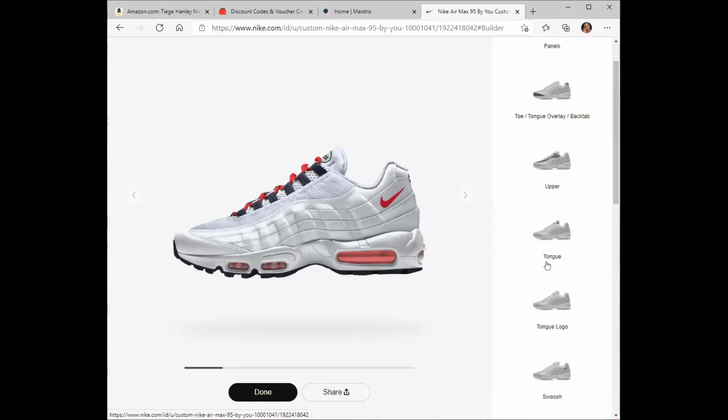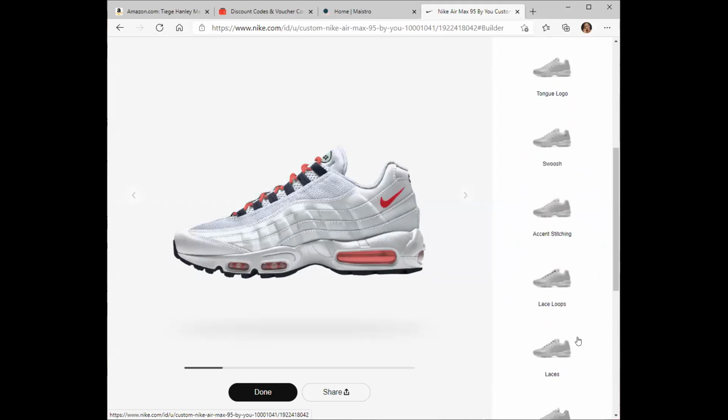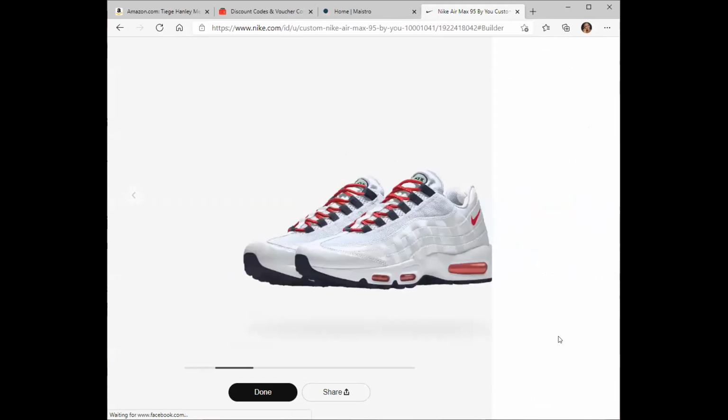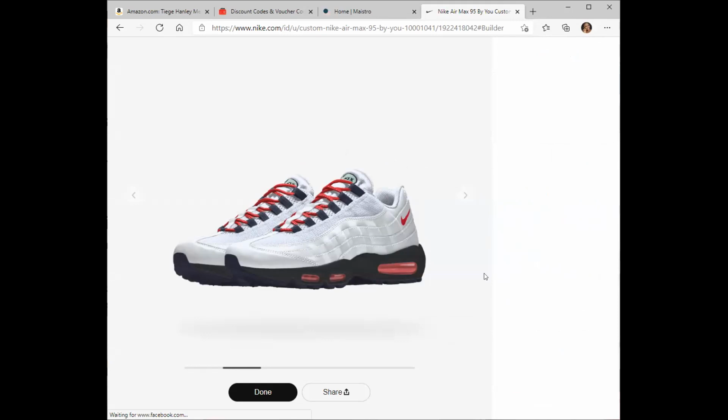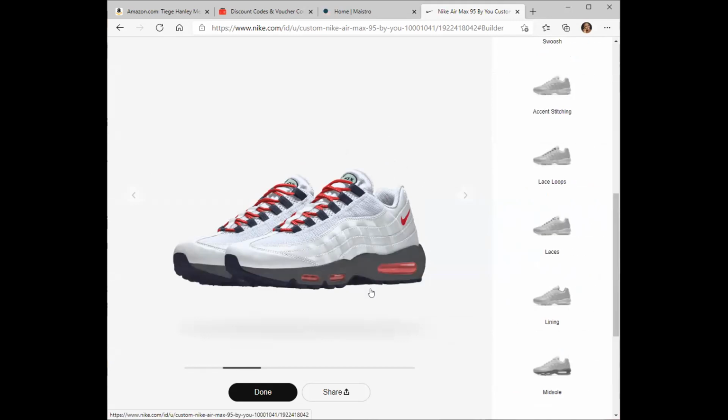You can also change the upper. You can change the midsole, right? Currently the midsole is white. We can make it gray. We can make it off noir, right? So I think by this point, we get the concept of customization.